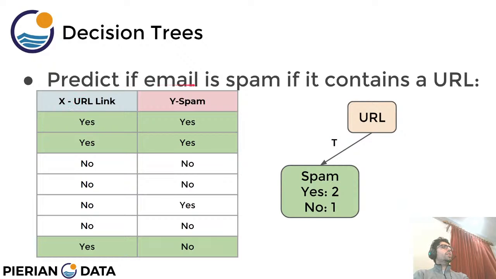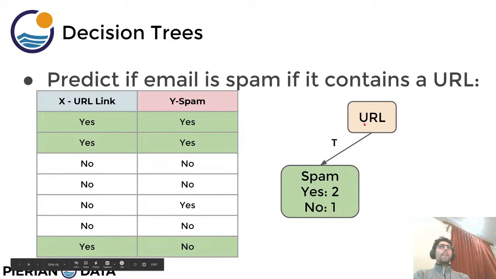Notice, we predict if an email is spam by whether it contains a URL. I asked the question, did this email contain a URL? In this case, 3 of the emails in my training set contained a URL. Let's see how many of them were actually spam. 2 of those were spam emails, but essentially I have what's known as a misclassification occurring here, right? One of the emails that contained a URL link was actually not spam. Maybe it was a coworker sending a useful Google Drive link.